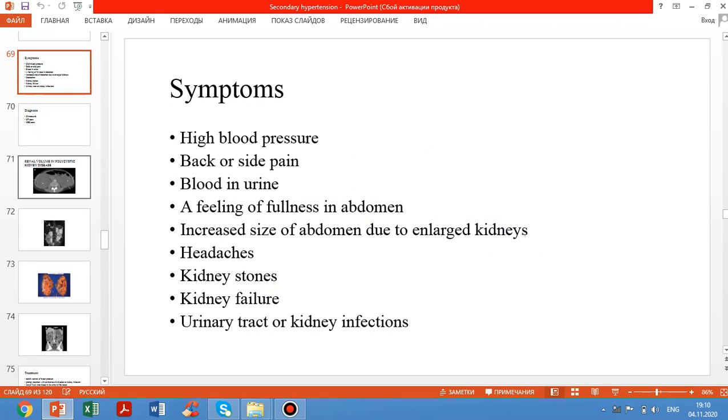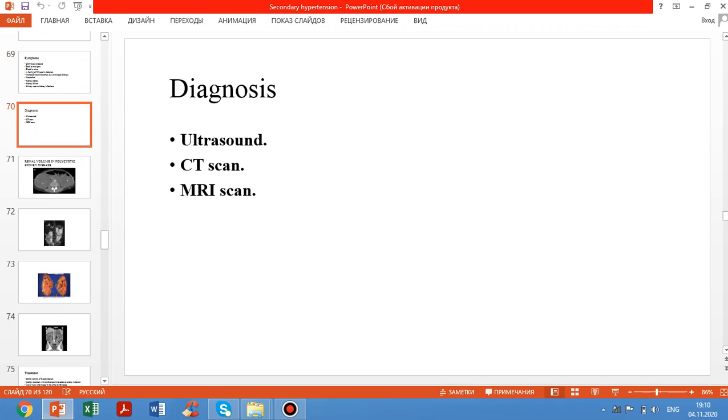Symptoms: high blood pressure, back or side pain, blood in urine, a feeling of fullness in abdomen, increased size of abdomen due to enlarged kidneys, headaches, kidney stones, kidney failure, urinary tract or kidney infection. Diagnosis by ultrasound, CT scan, and MRI scan.